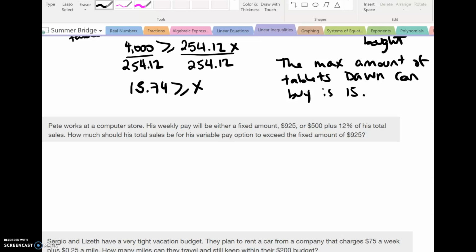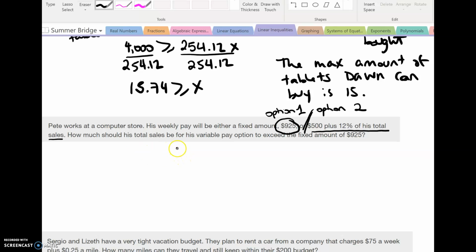All right, so our example number 3. Pete works at a computer store. His weekly pay will either be a fixed amount. So this is option 1. Option 1 is they will pay him a fixed amount of $925. Or, so here we have option 2. Option 2 is they're going to pay him $500 plus 12% of his total sales. Okay. So here are my 2 options.